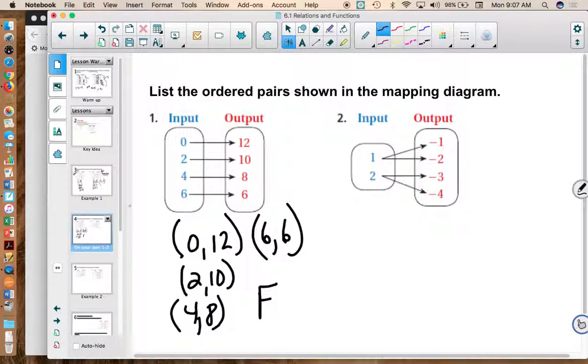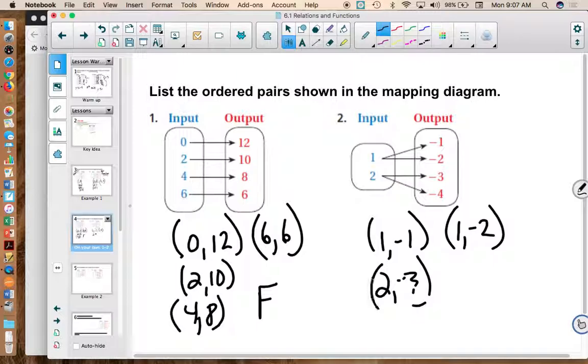Okay, I need ordered pairs for number 2. Dakota, you think you're just gonna sit there and not talk to me today? Ordered pairs, please. 1 and negative 1. 1 and negative 2. 2 and negative 3. 2 and negative 4. Thank you, sir.